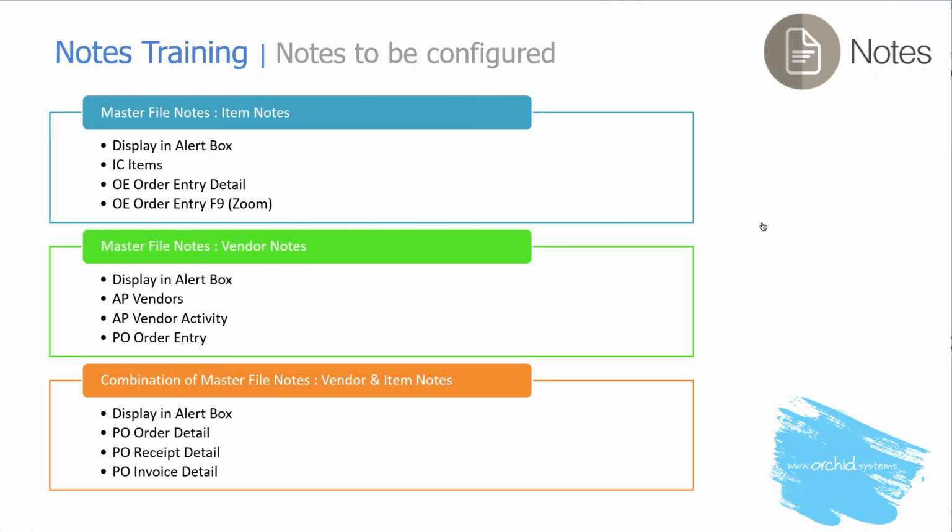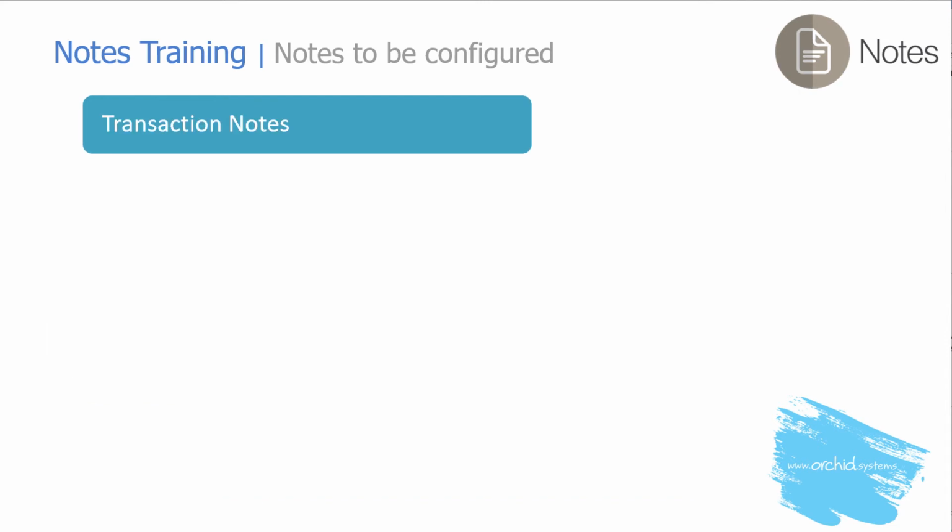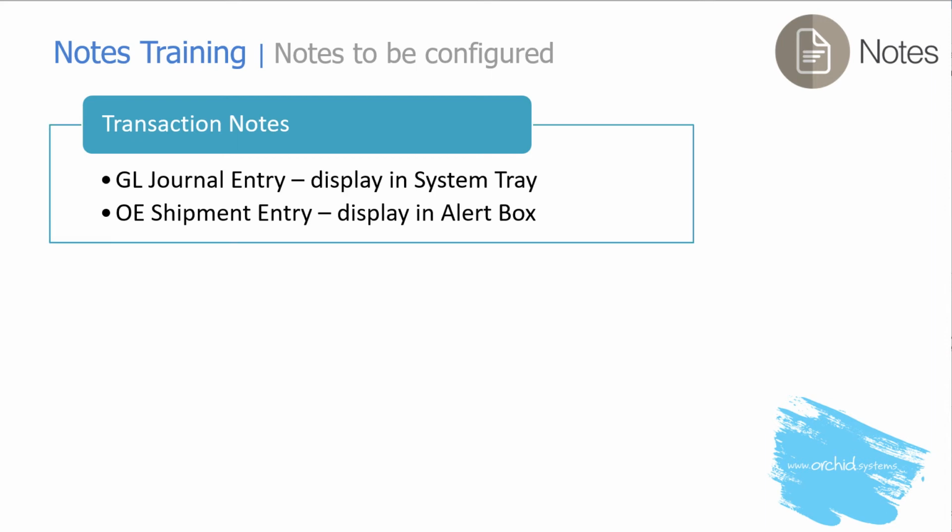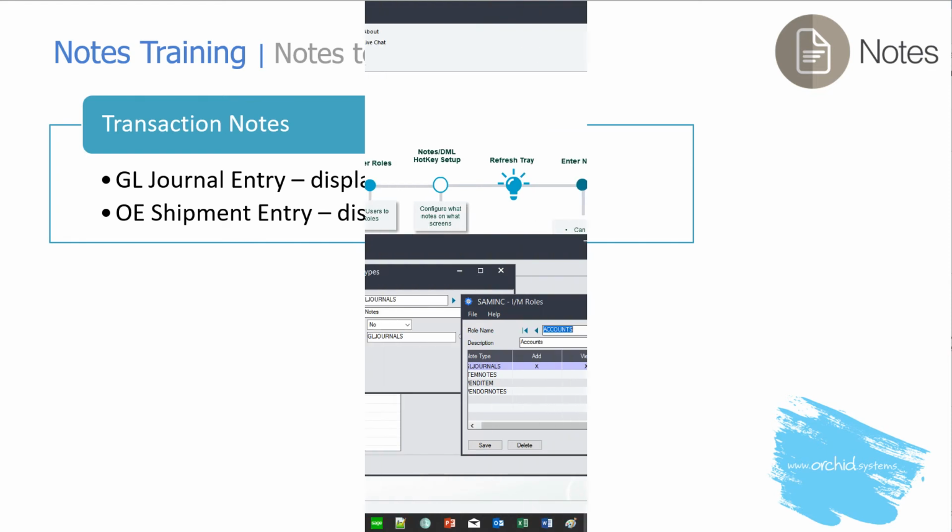We've just seen a combination of master file notes for vendors and items, and we saw them configured and displayed in the alert box for purchase order details, purchase receipt details, and purchase invoice details. The next set of notes we're going to configure is around transactions. First, we're going to configure GL journal entry and display the note in the system tray. And then we're going to configure notes for OE shipment entry and display the note in the alert box.